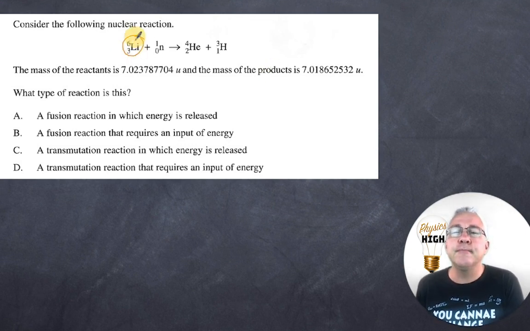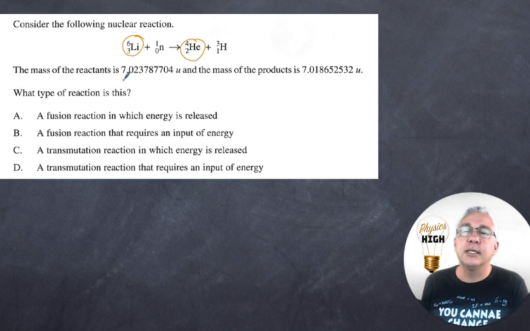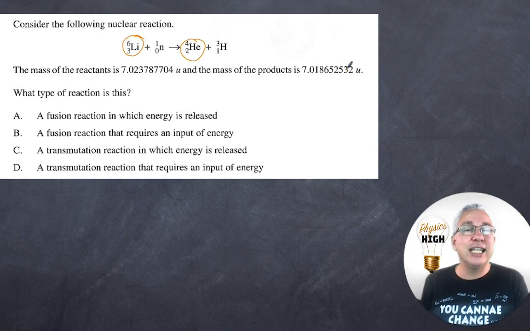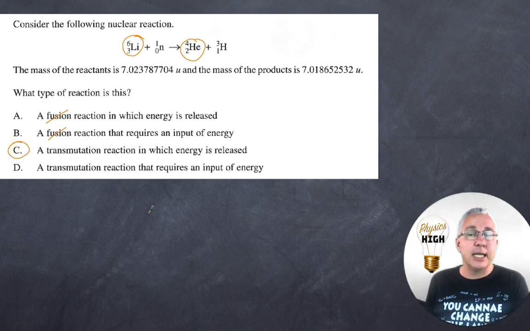Here we have lithium, and here we have helium. Now, lithium is heavier than helium, so this is not a case of fusion. So that's the first thing we can pick up. Secondly, we have a drop in the mass. That means mass is converted to energy, so we have a release of energy. So what type of reaction is this? Well, we established it's not a fusion reaction. It's a transmutation reaction, but energy is released, so C is our answer.